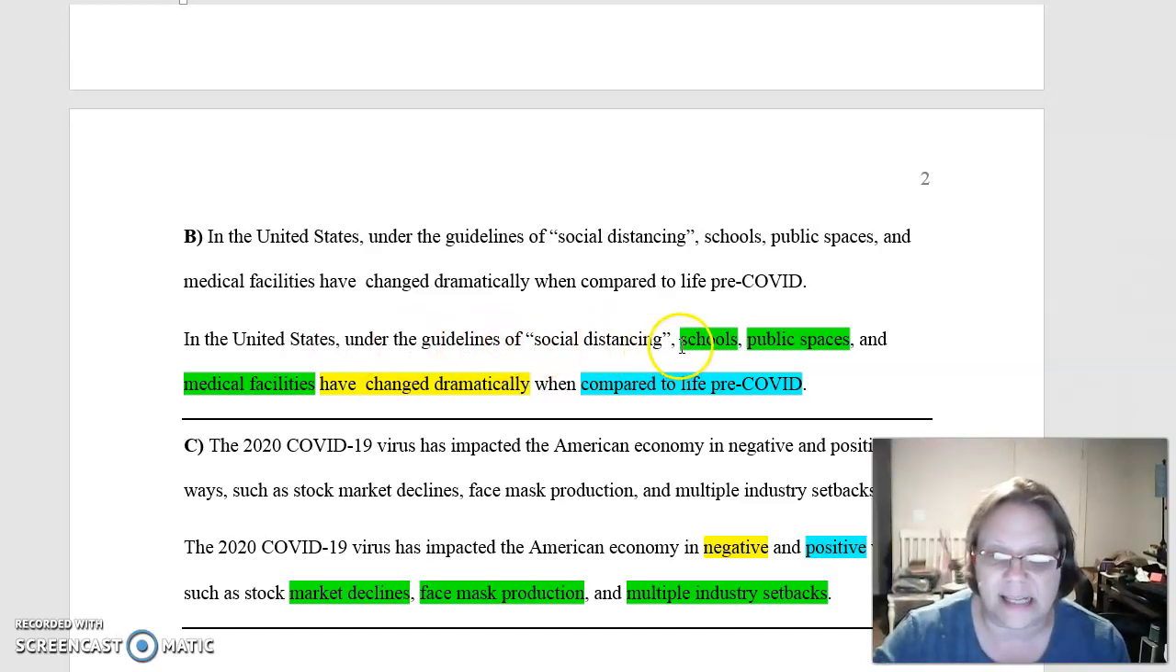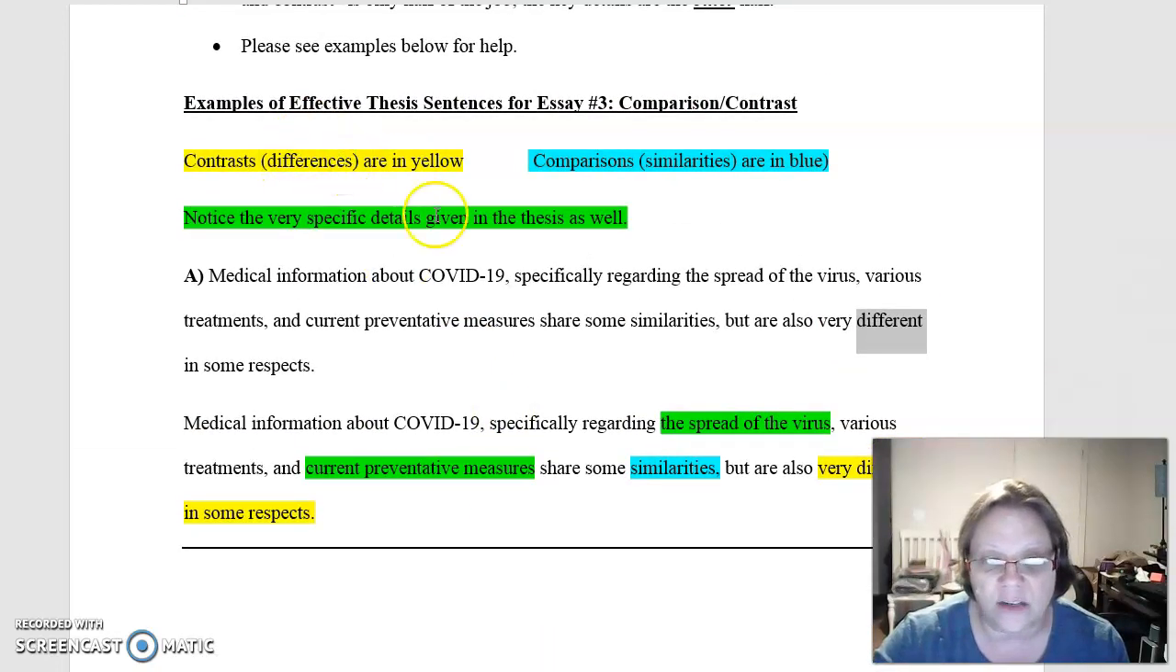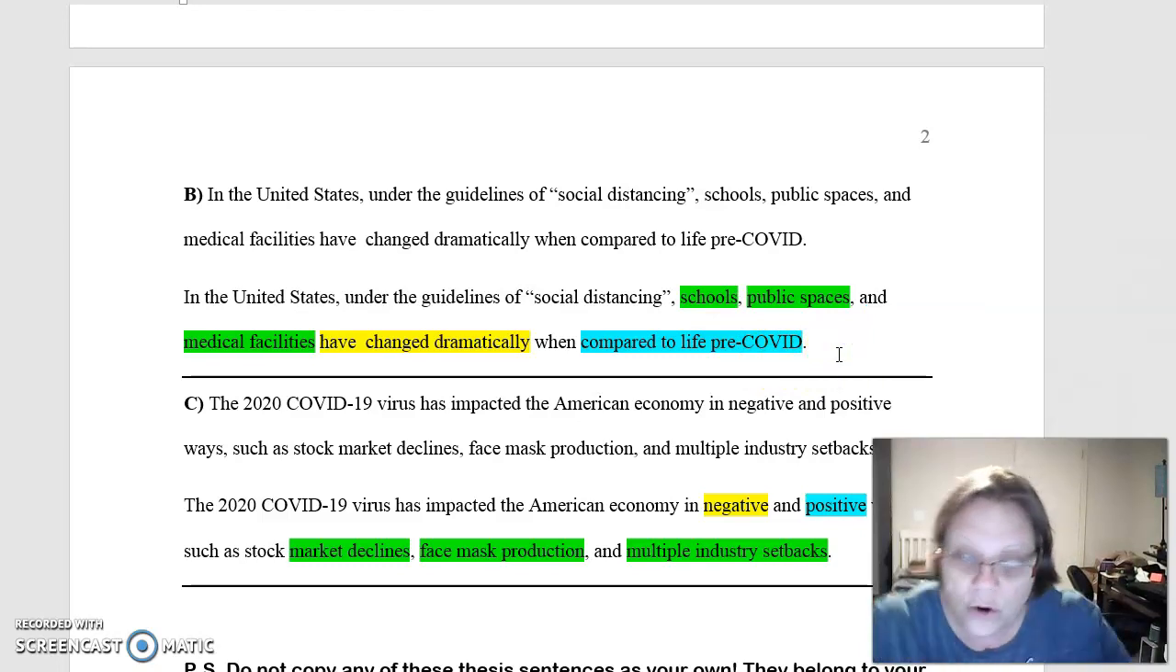The 3 specific details about the what, which are schools, public spaces, and medical facilities, have changed dramatically. You'll see that that's a contrast, okay? So we go back up here. Contrasts are in yellow. When compared to life pre-COVID, compared is obviously comparison, a similarity. So this is a little bit different order, but it still says the same things.